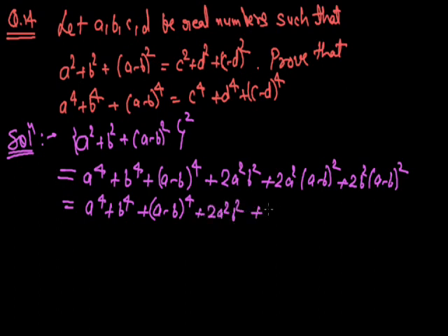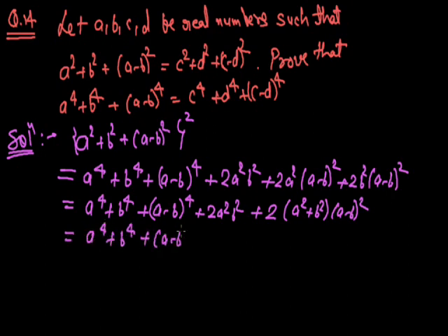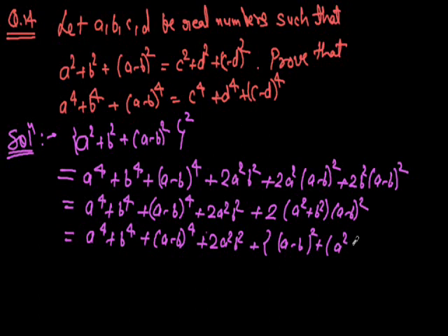plus 2. By taking 2 and (A minus B) whole square common, we get (A square plus B square) into (A minus B) whole square. So here we have A raised to power 4 plus B raised to power 4 plus (A minus B) whole power 4 plus 2A square B square plus (A minus B) whole square plus (A plus B) whole square into (A minus B) whole square.